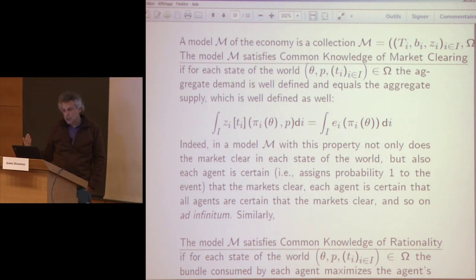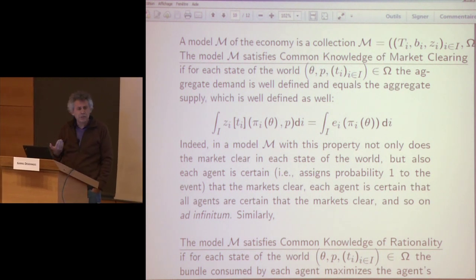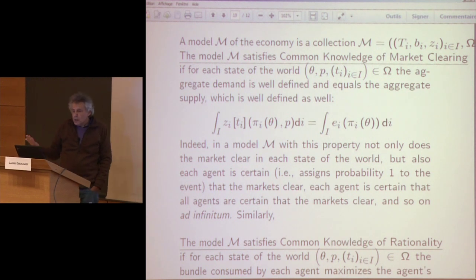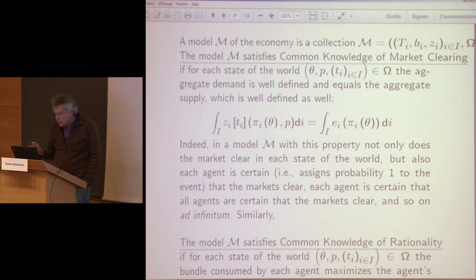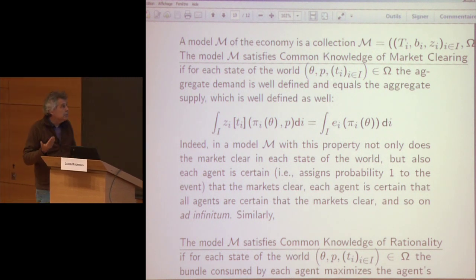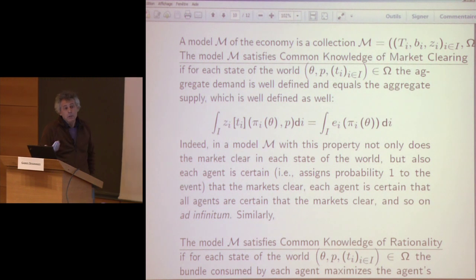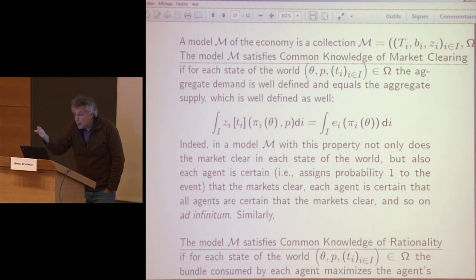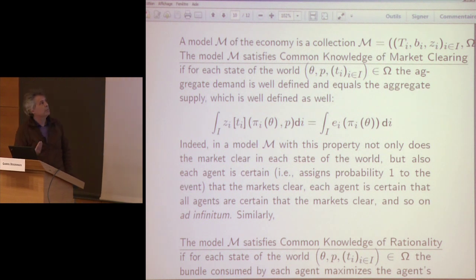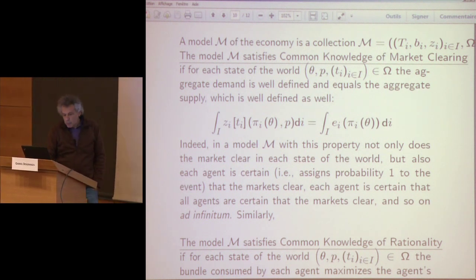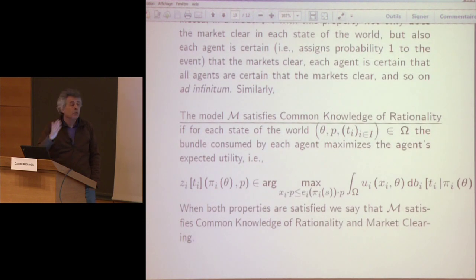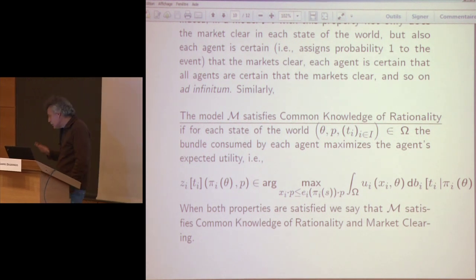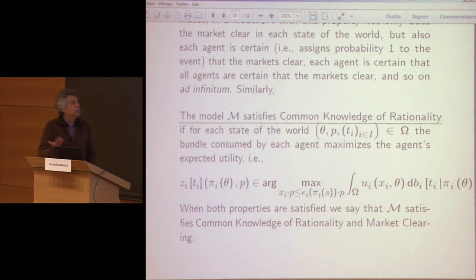And then we can talk about when such a model satisfies common knowledge of market clearing. Basically, it does if in each state of the world the aggregate demand equals the aggregate supply. That in particular implies that he's assigning probability 1 that markets clear, and he thinks that everyone else is aware of the fact that markets clear, and so forth. And the model satisfies common knowledge of rationality if in each state of the world an agent is picking the best bundle in his budget set with respect to his beliefs.